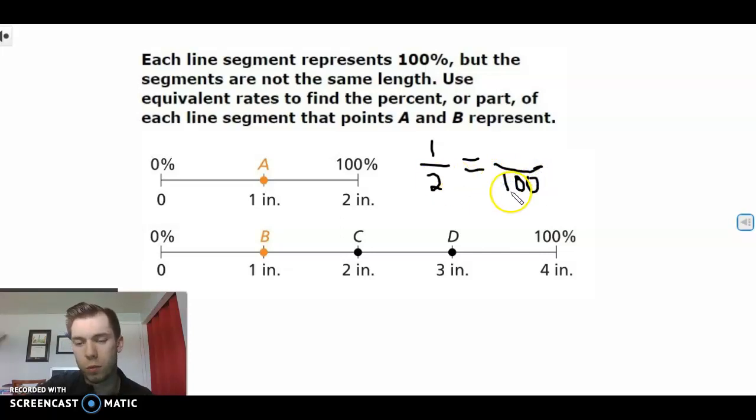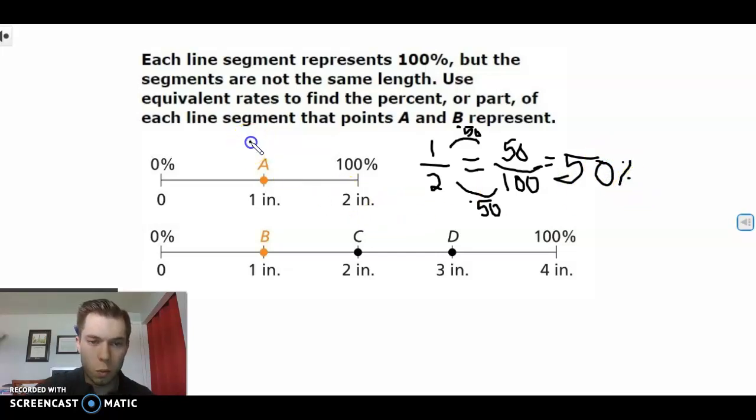Well, how are we going to go from 2 to 100? Or what would we multiply 2 by to get 100? You need your calculator out. You can do this. Or if you know that 2 times 50 is 100, then you would know that you need to multiply each one by 50. So you have to multiply your numerator by 50 as well. 1 times 50 is 50, or 50%. So in this case, the 1 represents 50%.